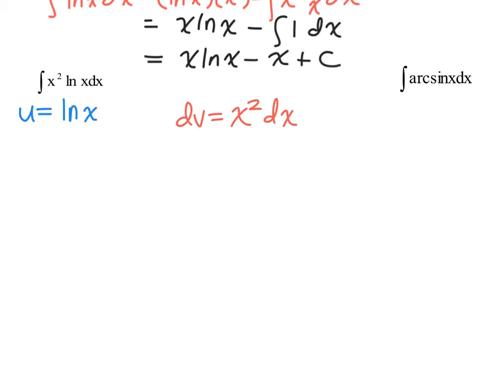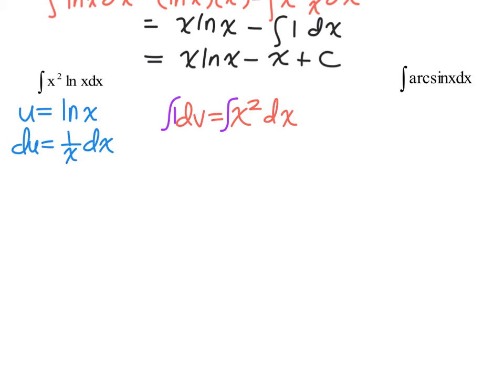X squared dx is what I would define as my dv. All right, so my u, I differentiate that. It becomes du equals 1 over x dx. When I anti-differentiate, remember that's why I'm doing this over and over again, because I don't want people thinking that the dv magically becomes a v. Again, it's taking the antiderivative of the thing that precedes it.